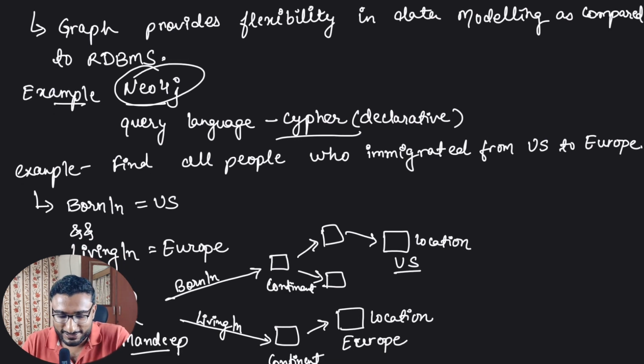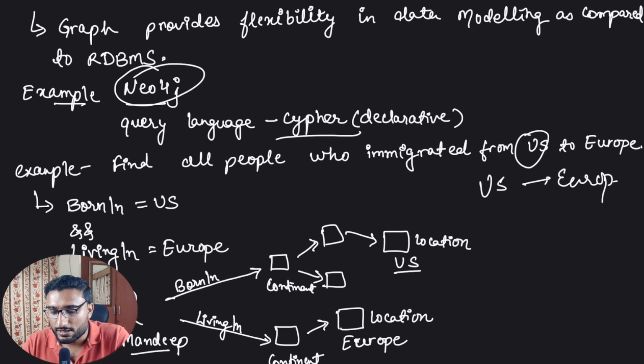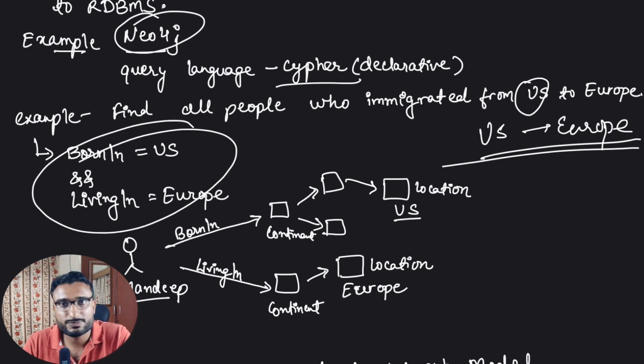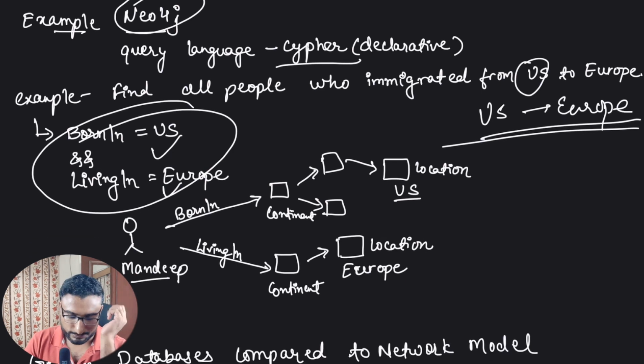ठीक है, तो this is one example that you have the database maintained of the people living in different places. So what you need is, you need all the people who immigrated from US to Europe. पहले US में रहता था, फिर यूरोप चला गया. So all those people, I need the details. ठीक है, so this is the query which we wrote. We specified the pattern. ठीक है, declarative के फायदे. We specified the pattern that born in equals US and living in equals Europe. Cool.